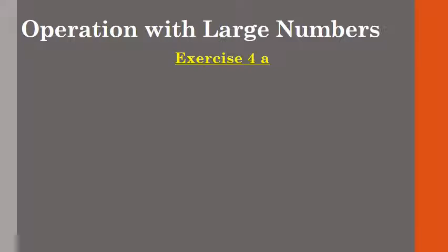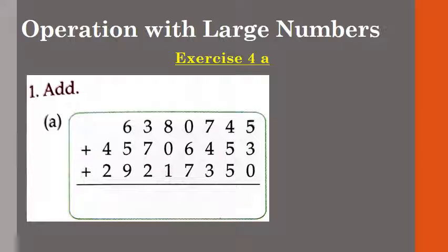So now children, let's come to exercise 4A and let's do some addition and subtraction of the large numbers. Let's do the first question. It is addition and we will do the A part of the first question. So we have to add these three large numbers. We will begin the addition from the ones place. So let's start the addition from the ones place.